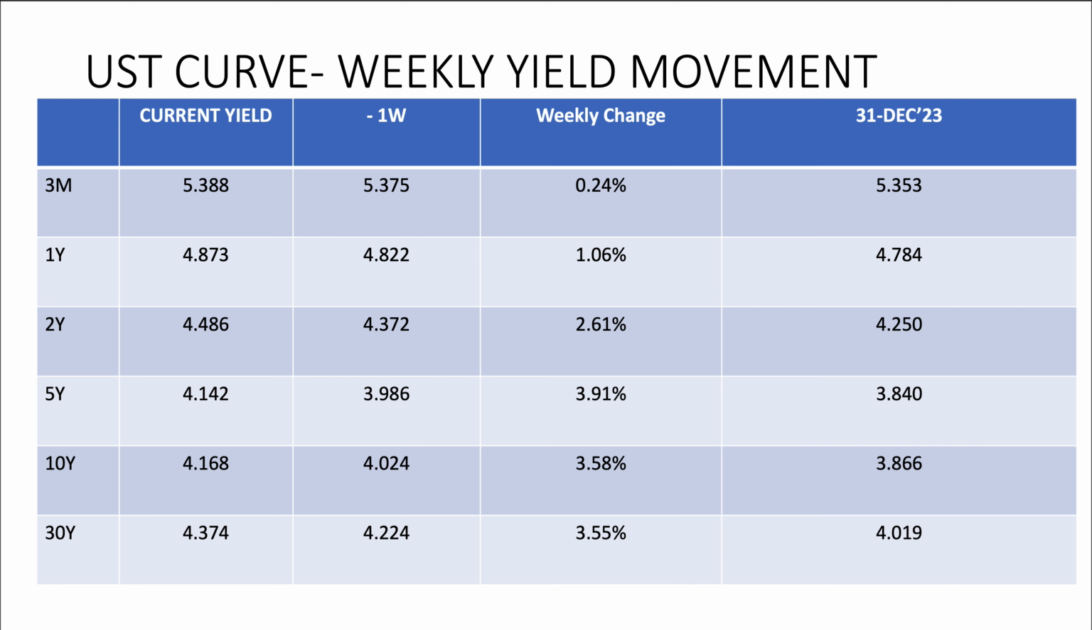Finally, for the 30-year yield, the current yield is 4.374 and the weekly change is 3.55%, and on 31st December 2023 it was at 4.019.